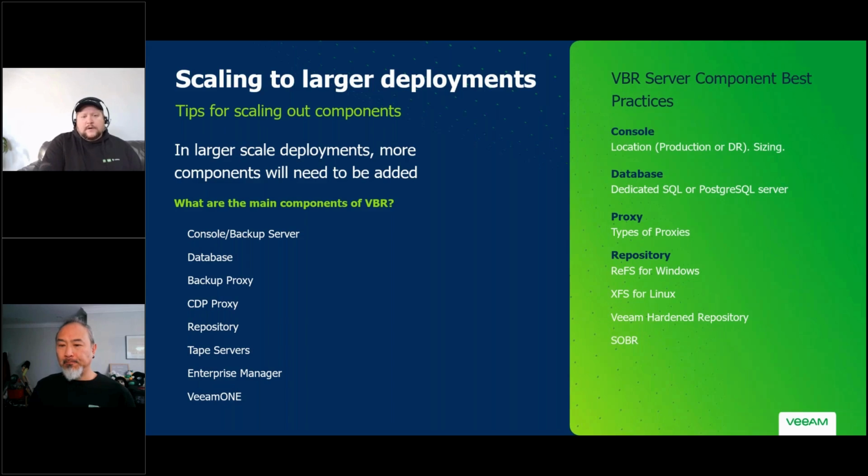As well, the repositories are a clear win to split off into a separate component. You can have hardware repositories, maybe deploy ReFS on Windows or an XFS repository for Linux. And you can go that extra step further and get a hardened Linux repository. And then with SOBRs, which we go over later in the presentation, you have one extent as part of your SOBR, and if you need more space to handle your Veeam backup needs, you can add more extents to that SOBR and quickly scale up as well.